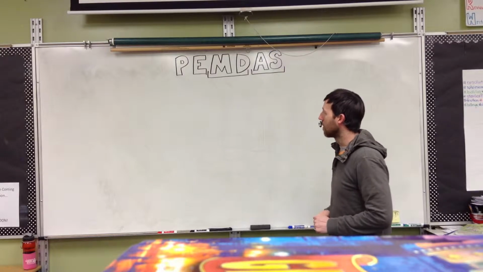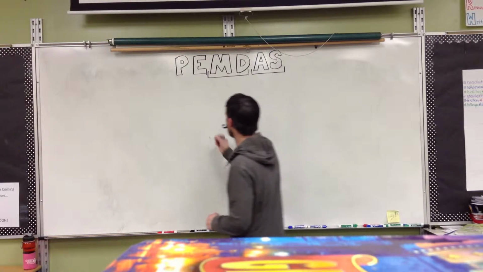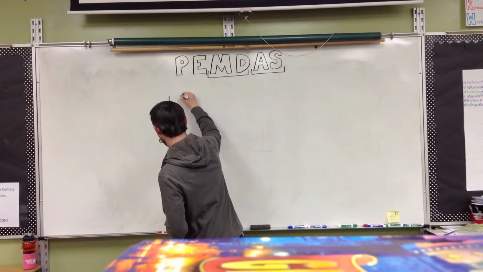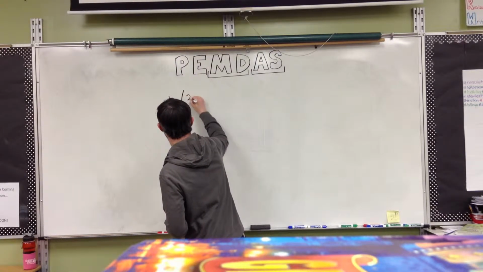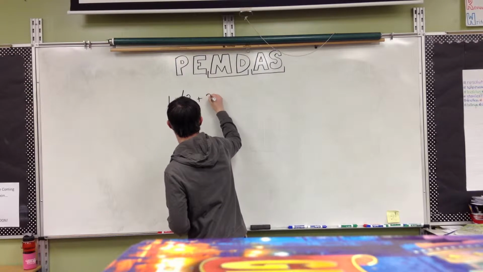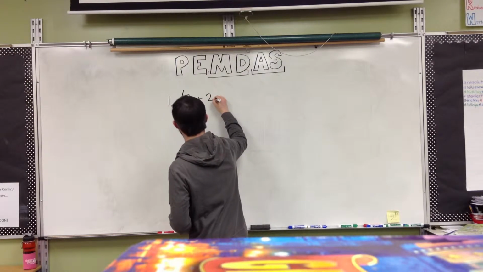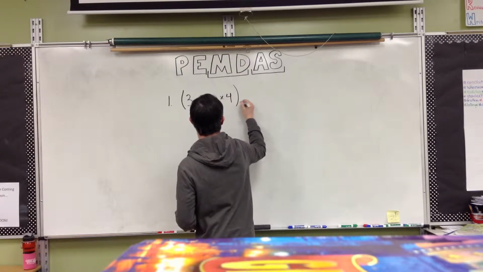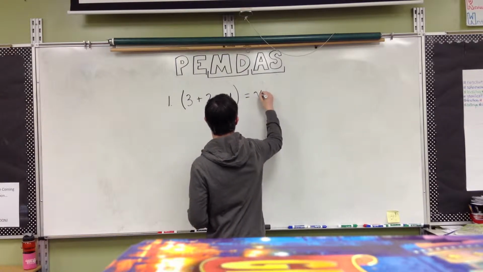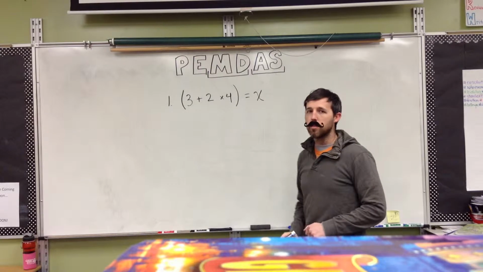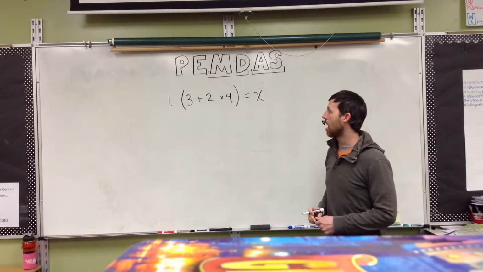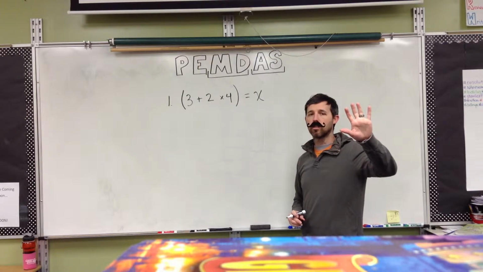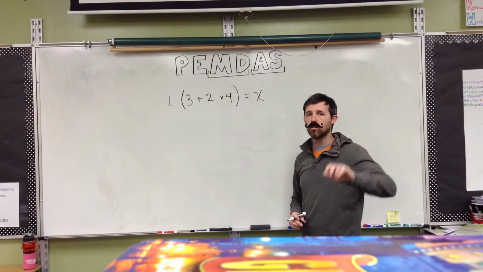Alright, here we go. The first problem is we have 3 plus 2 times 4 equals x. So go ahead and pause and get it worked out on your own, and then we will come back.